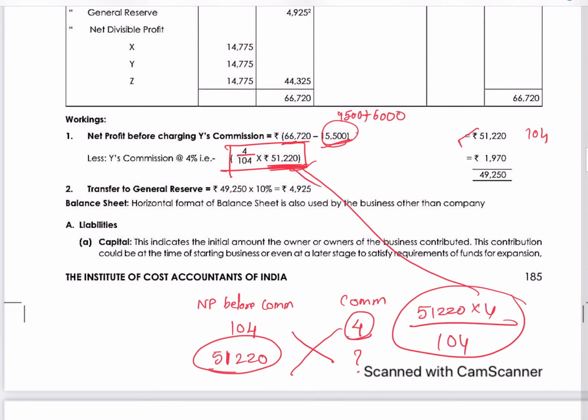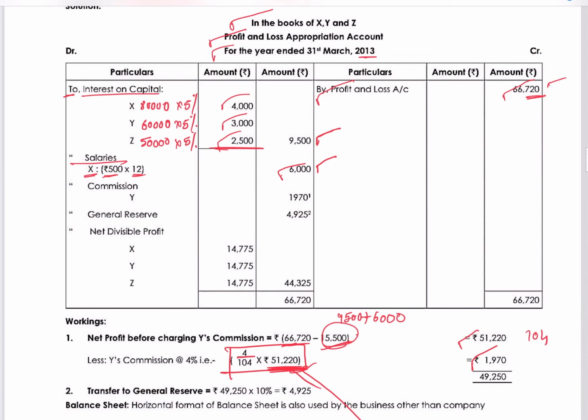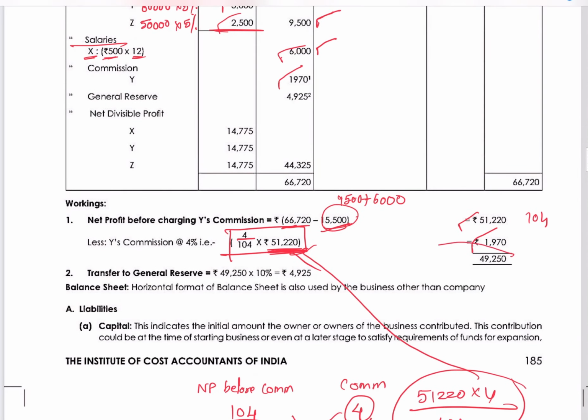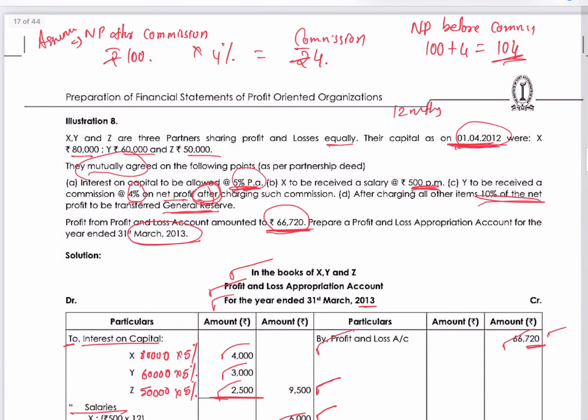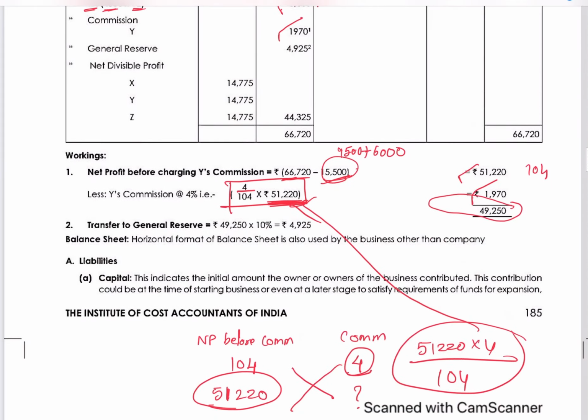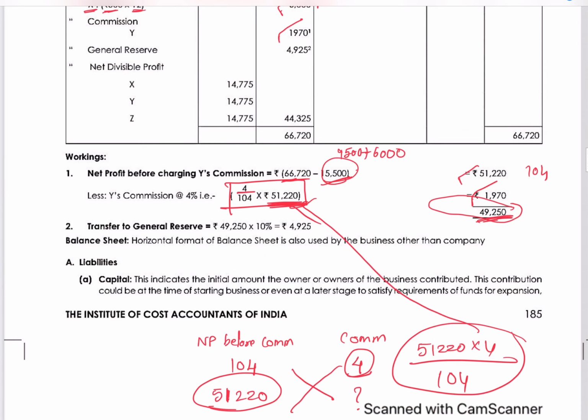So we got the figure of 1,970. So we understood that Y's commission is 1,970, and we'll book 1,970 as his commission. After reducing commission, what we get is 49,250. So next is what? After charging all other items, 10% of the net profit is to be transferred to general reserve. So after charging all this, on 49,250, 10% will go to general reserve.